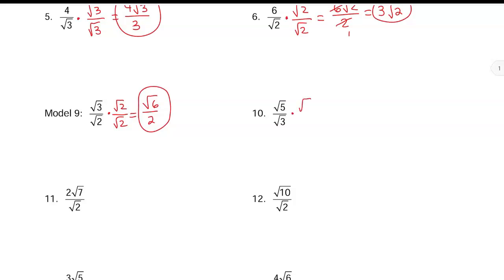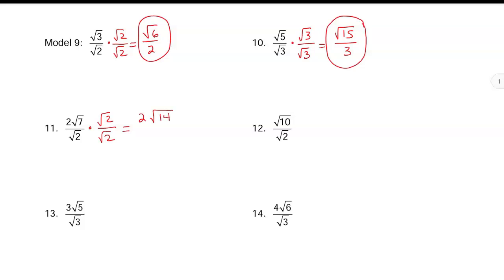Multiply top and bottom by root 3. You get root 15 on the top and 3 on the bottom. I cannot cancel those. They are not both under the square root, and they are not both outside of the square root. So you are done.